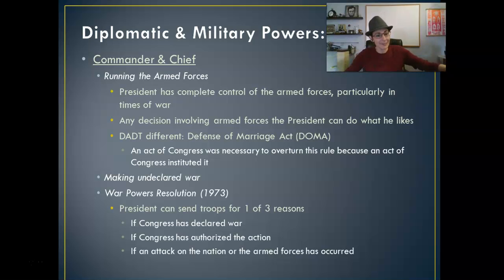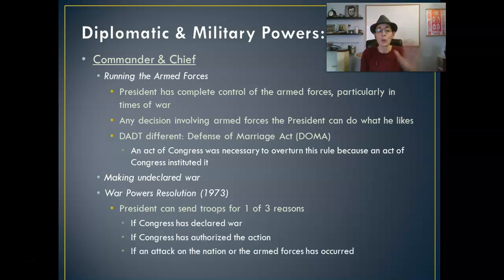Now, the president can make undeclared war, okay? He can make undeclared war, but he is limited in that power. He is limited 90 days. The president can send troops anywhere he wants for 90 days. Past that point, he has to go hat in hand to Congress and ask for permission and money to continue the conflict. If Congress does not expressly grant the permission, then the troops have to come home.